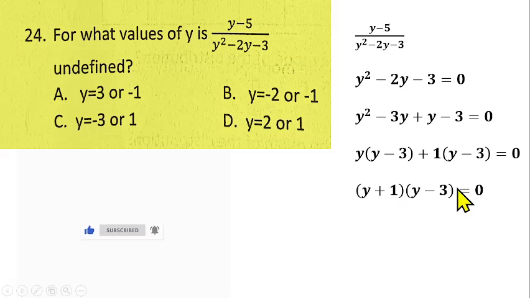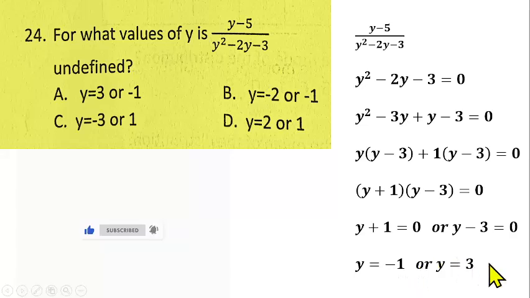Then y plus 1 equals 0, y minus 3 equals 0. So from there you can find y. y will be equal to minus 1, or y is equal to 3, which is option A for question number 24.